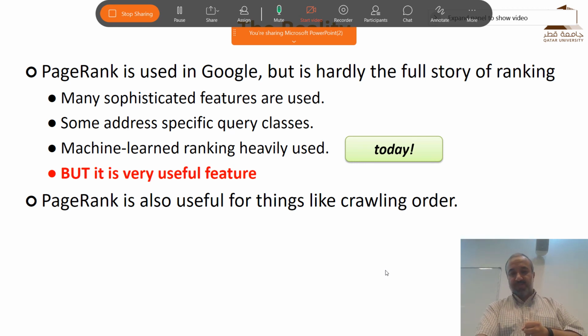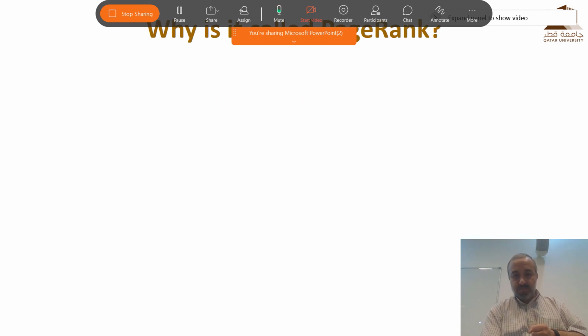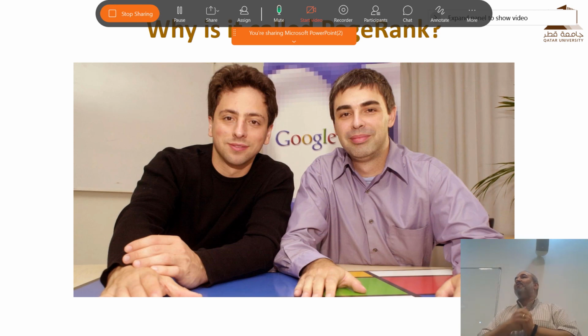One last question. Why is it called PageRank? Because it's ranking the pages, right? Okay, it is called PageRank because one of the inventors is called Larry Page, not because it's ranking pages. This one is Larry Page, and this one is Sergey Brin. Those are the founders of Google. Because he was the first author, probably.